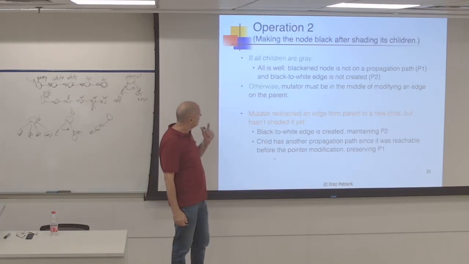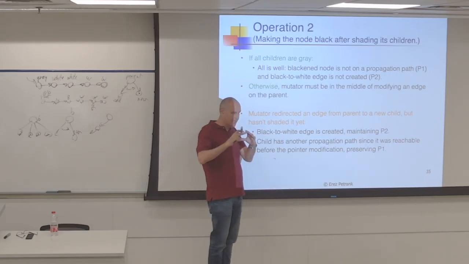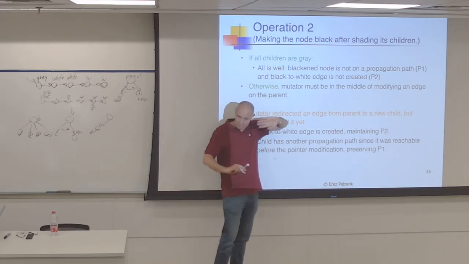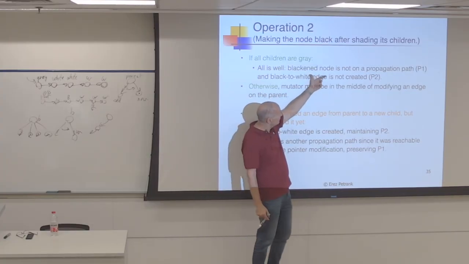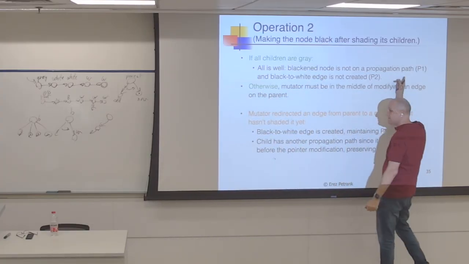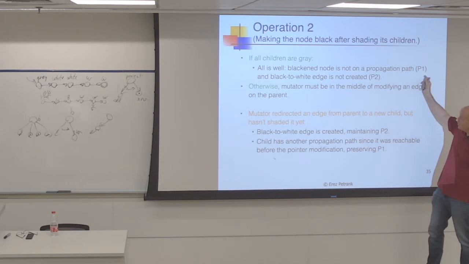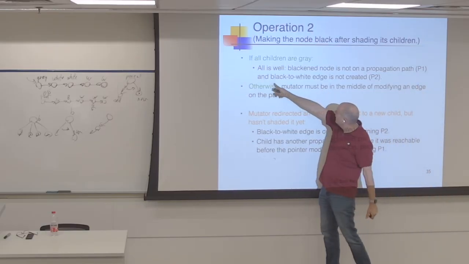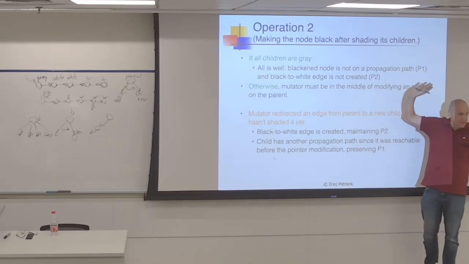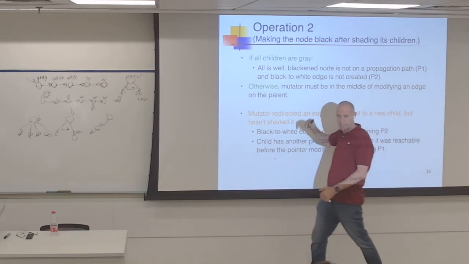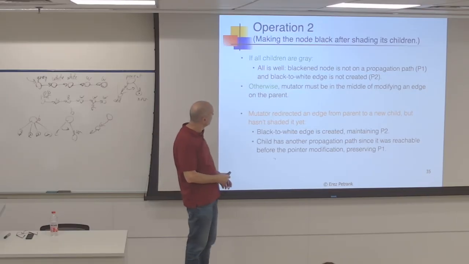Okay. So let's look at when I'm making this black. If all the children are gray, then I'm fine. Why am I fine? Because the blackened node is not on a propagation path. All the children are gray, so propagation paths begin below it. And also, I'm not creating a black to white edge, so I'm not interfering with anything. Only black to gray edges are made, and no one cares about them.